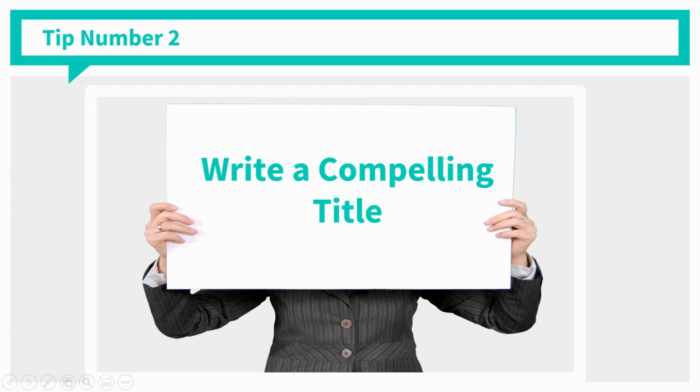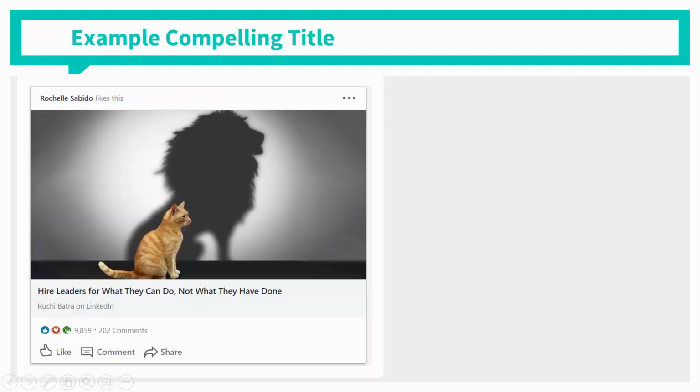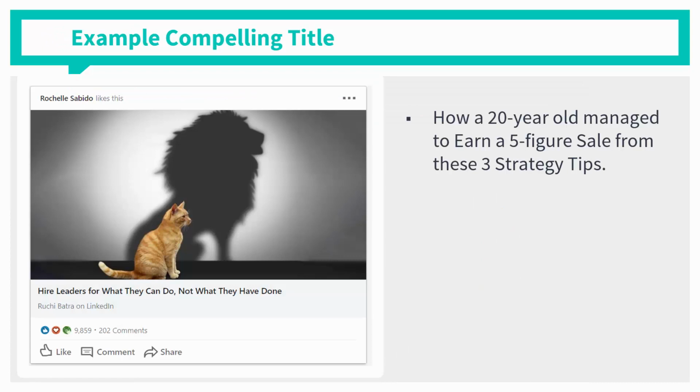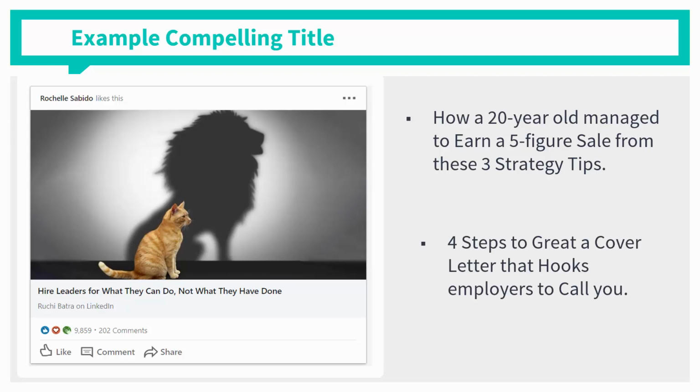Tip number 2. Write a compelling title. This will determine if your audience will click on your content or not. Even if you have really good content, with lots of key points and values that a reader can learn about, you won't be able to catch the attention of your audience if you don't craft your title properly. An example is how a 20-year-old managed to earn a 5-figure sale from these 3 strategy tips. Next, 4 steps to a great cover letter that hooks employers to call you.